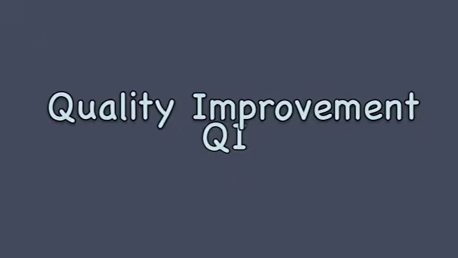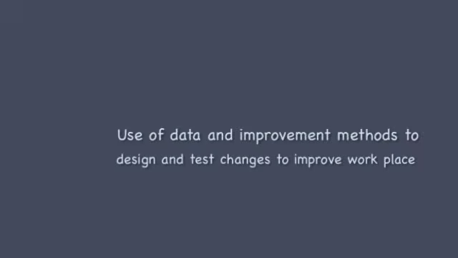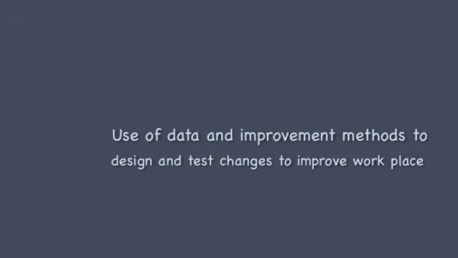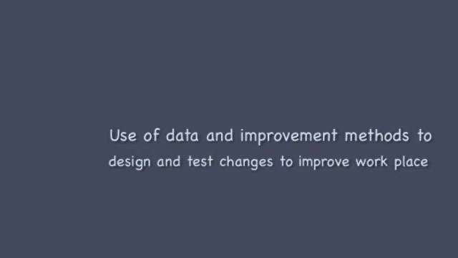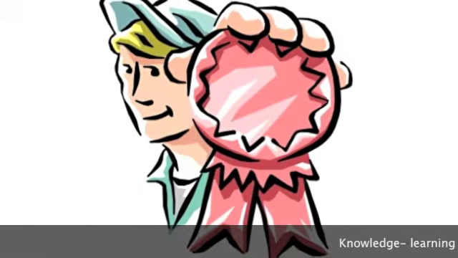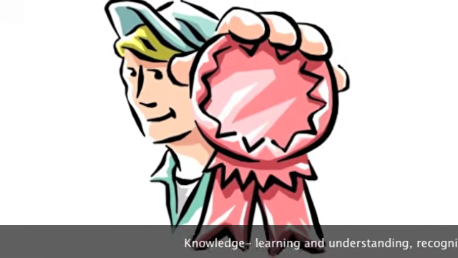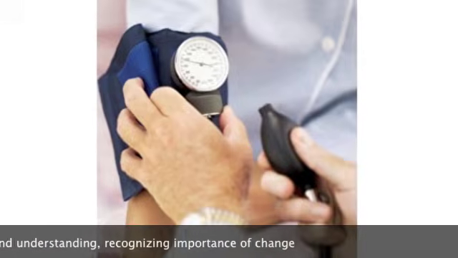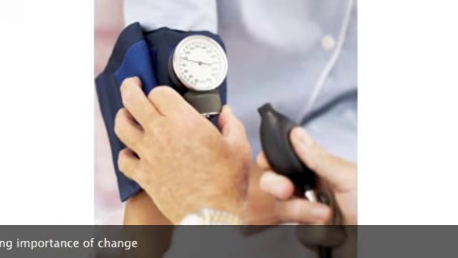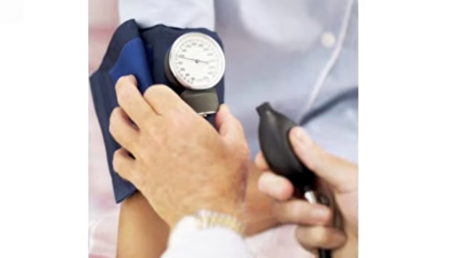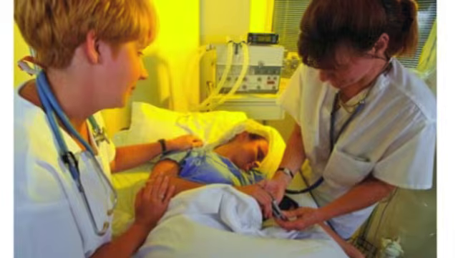According to the creators of QSEN, quality improvement is the use of data to monitor the outcomes of care processes, as well as the use of improvement methods to design and test changes to continuously improve the quality and safety of healthcare systems. As educators, this means focusing the education of students on the knowledge related to quality improvement, including learning and understanding the area where they will work, recognizing the collaborative aspects of caring for a patient and family and how it can affect the outcomes for that patient and family, and recognizing the importance of changes in a workplace.